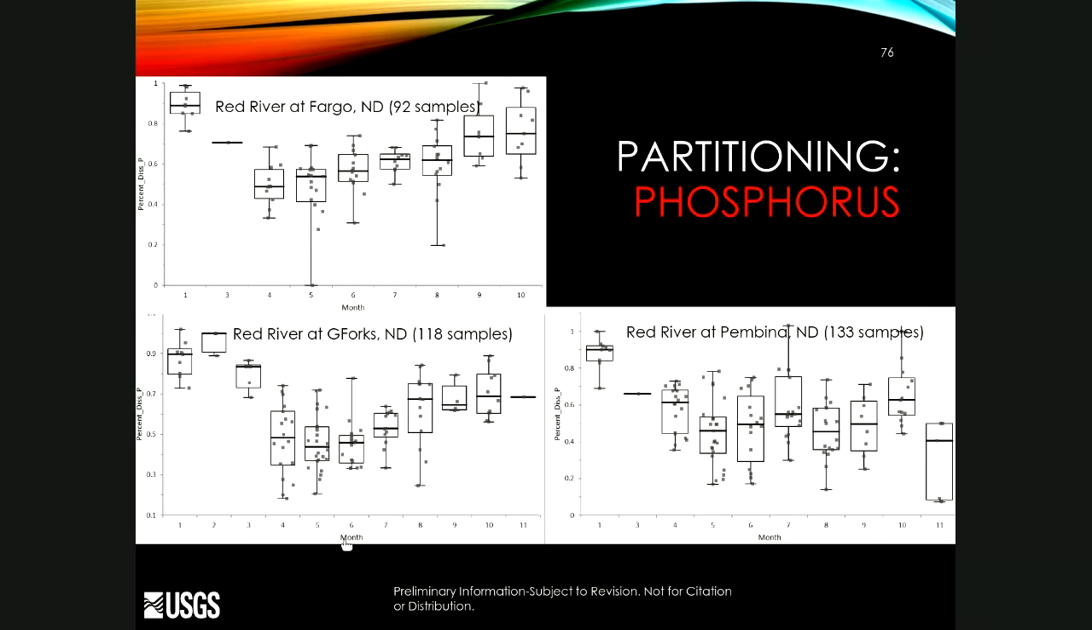For the Pembina, I just wanted to point out that the reason that this one looks odd is because there were only 4 samples collected in the month of November. So kind of a strange plot there. But the point, I guess, is just that it does generally tend to be the dissolved form in the winter months and the particulate form in those spring months when we have the highest loading.